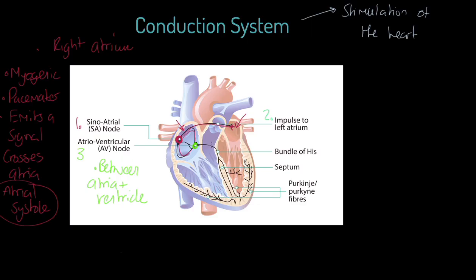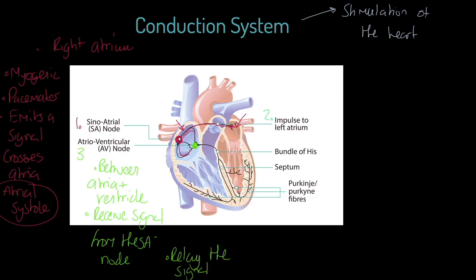And of course, what this will do is it will receive the signal from the SA node. So notice that the SA node is not only stimulating the two atria to cause atrial systole, it's also stimulating this second node, which is going to perform a different function. And that function is it's going to relay the signal. So effectively, this AV node receives the signal here, and it's going to relay it to here. So there's our relay of that signal.